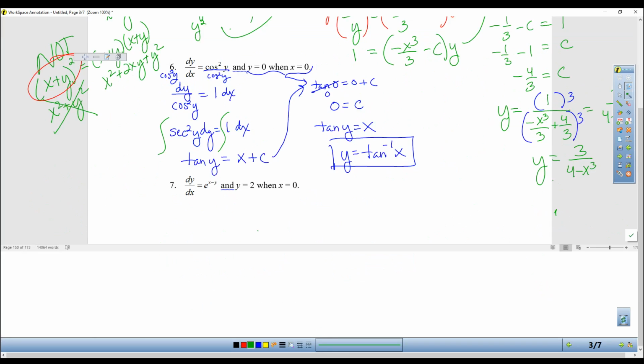All right, we have 2 more. Number 7, this one's super tricky. You should really pause your video and see if you can figure it out. And if you can't, of course, you can watch, but you have to separate these variables. So how do you do that?